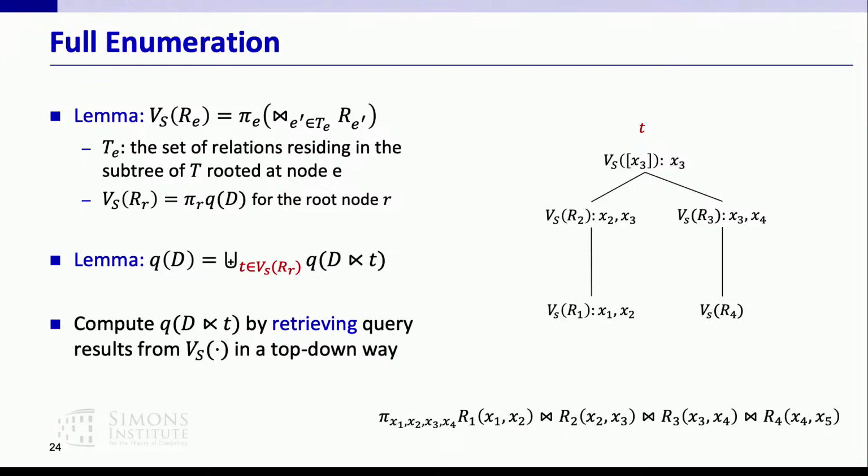Suppose we have a tuple T here, which is in attribute 3. Then we just use the projection of this tuple to probe the semi-join view of R2. Suppose we found some tuple T prime, and then we further use the projection of T prime on attribute X2 to further probe the semi-join view of R1. So then you can get the result.